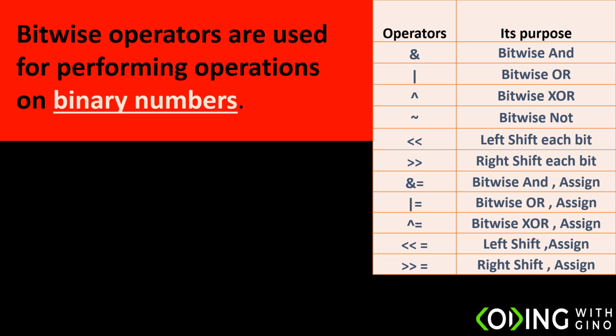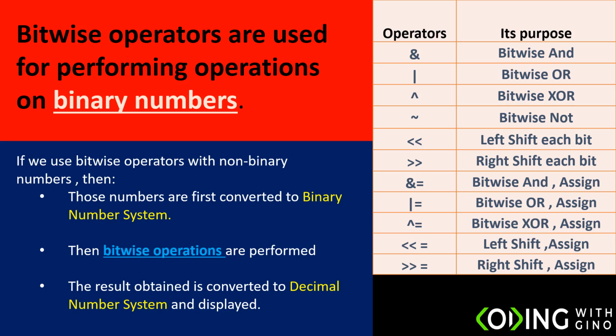Binary numbers, if you recollect, are the numbers that belong to the binary number system. If we use bitwise operators with non-binary numbers, those numbers are first converted to binary number system. Then, bitwise operations are performed. Finally, the result obtained is converted to decimal system and displayed. Let's learn about them now.